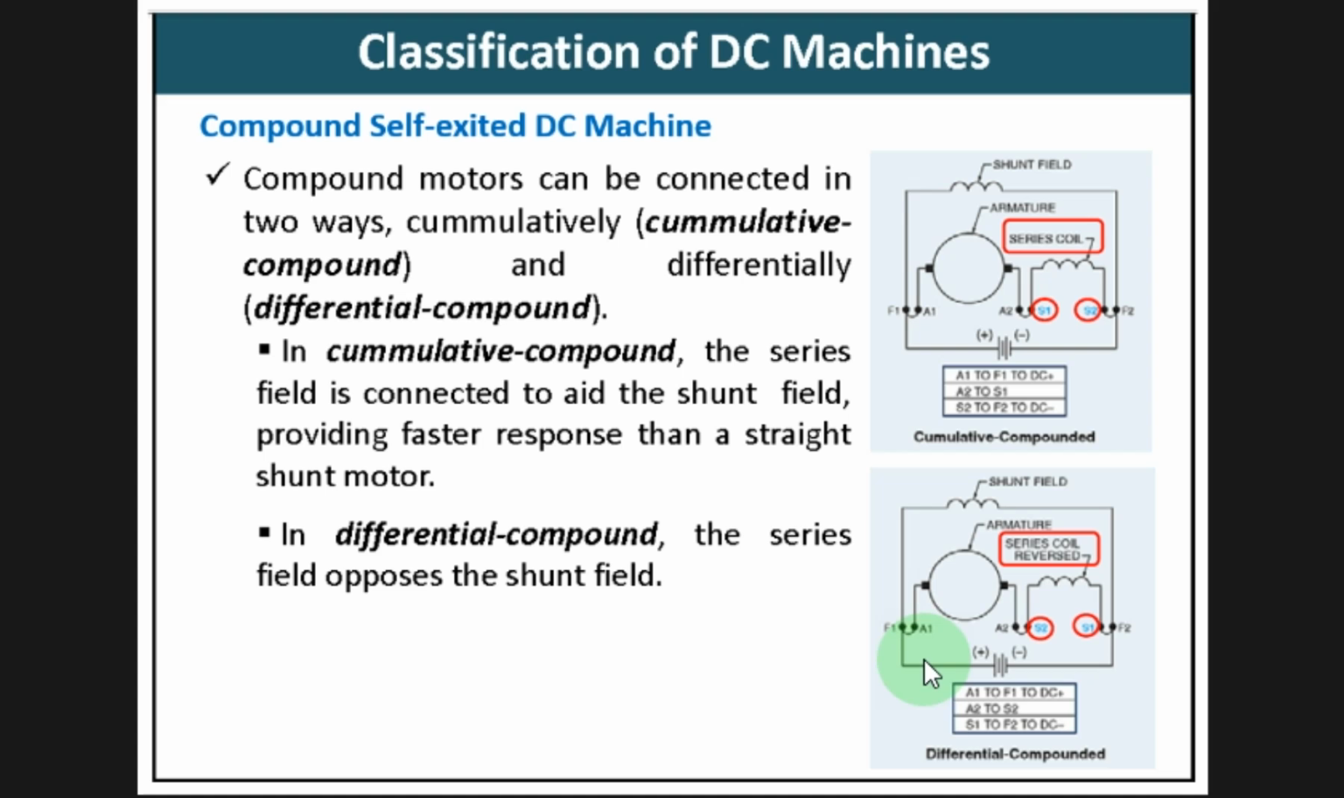When we say cumulative compound, the series field is connected to aid the shunt field. That means the two fields generated by these coils are summative. They are getting added and make the total field strength stronger. And the differential compound means the two fields are opposing each other. Then the total resultant magnetic field will be reduced.